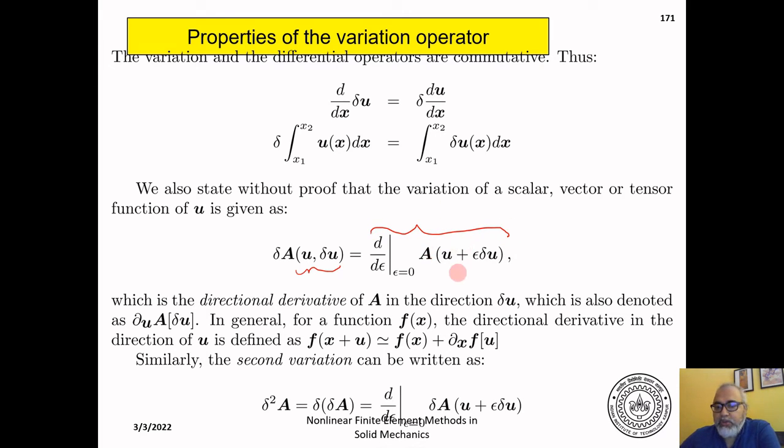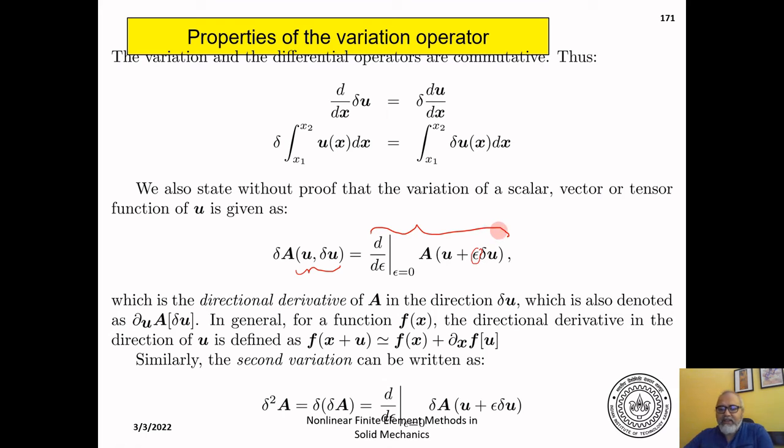So you input into A a slightly different function than u. The slightness is determined by this epsilon, which is a small number. So you multiply delta u, the variation of u, with epsilon and add it to u to get a slightly perturbed function, which is slightly different from the function u, and then take the derivative d/d epsilon as epsilon tends to 0 to get the directional derivative of A in the direction of delta u. So this is how the first variation is defined.